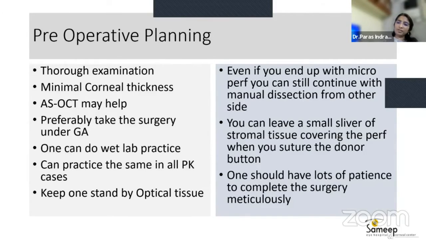Keep a standby optical tissue in the initial part. Even if you end up with a microperf, you can still continue with manual dissection from the other side. You can leave a small sliver of stromal tissue covering the perf when you suture the donor button, and one should have lots of patience to complete the surgery meticulously.